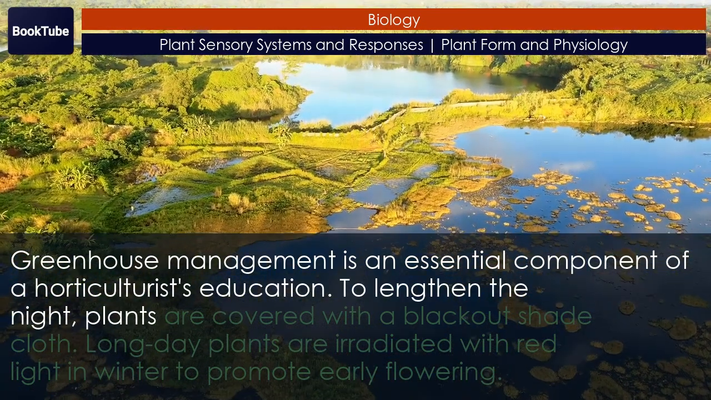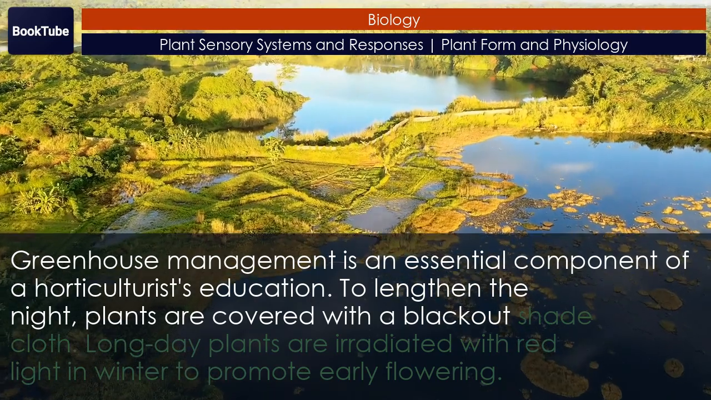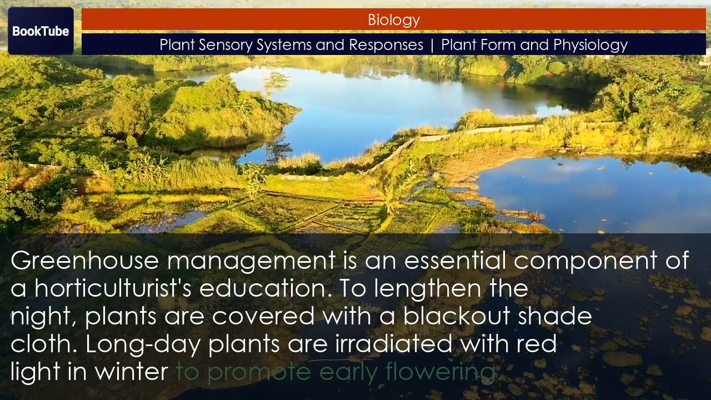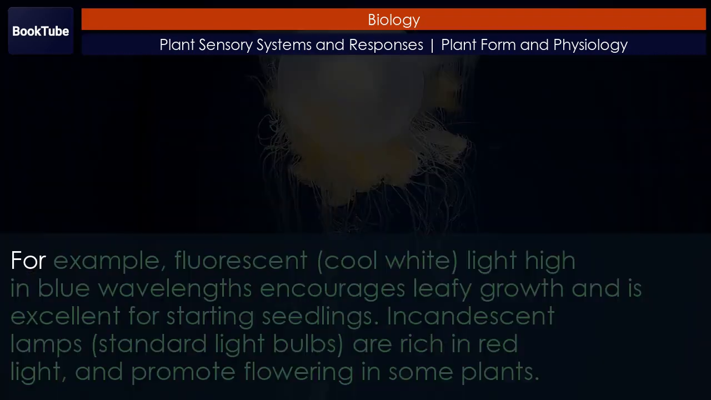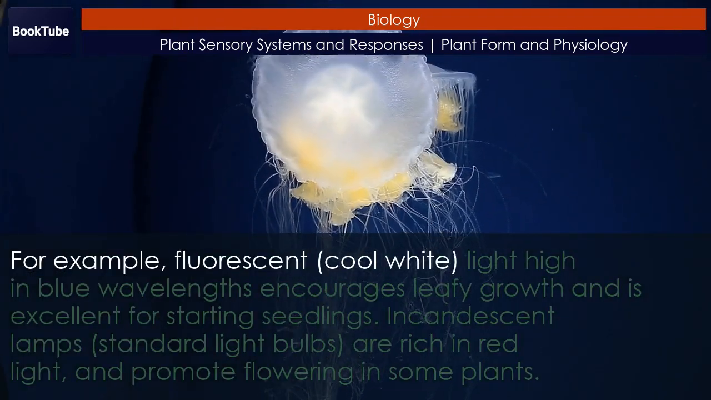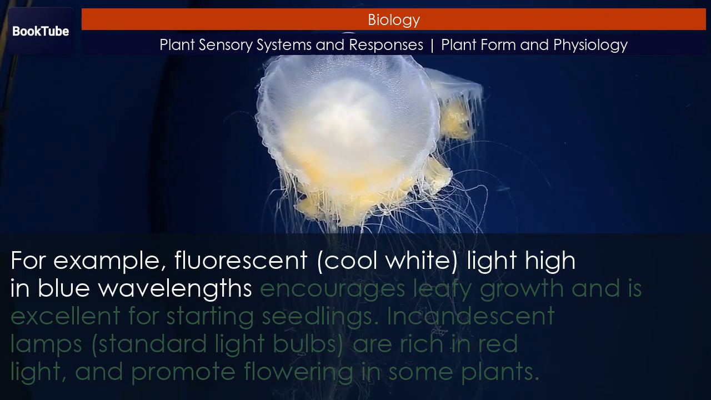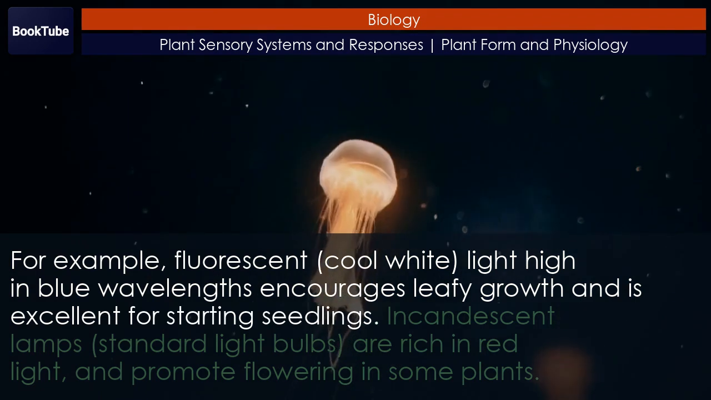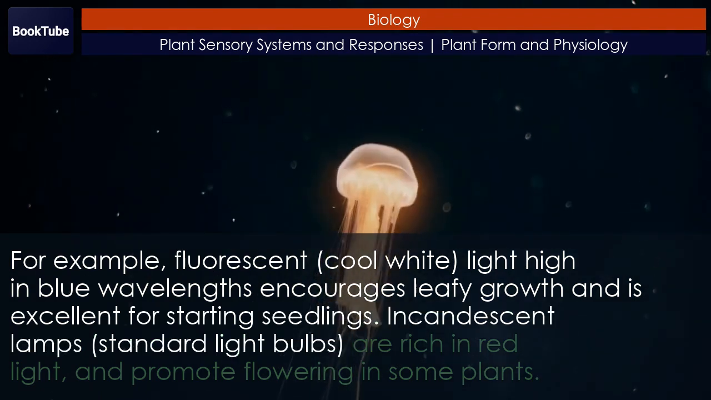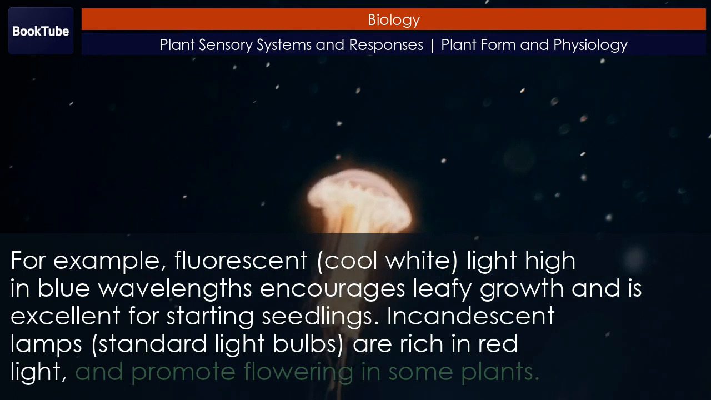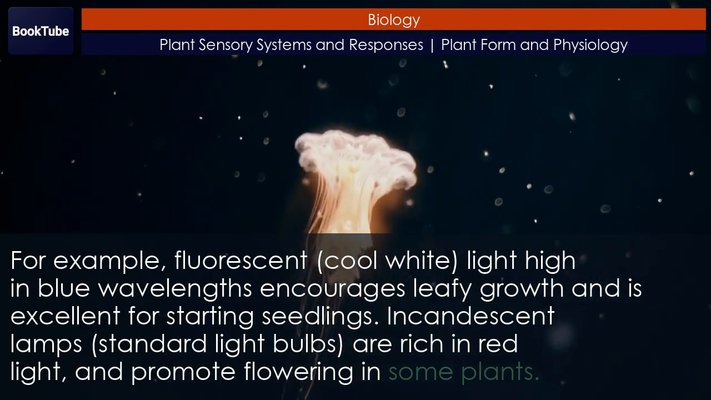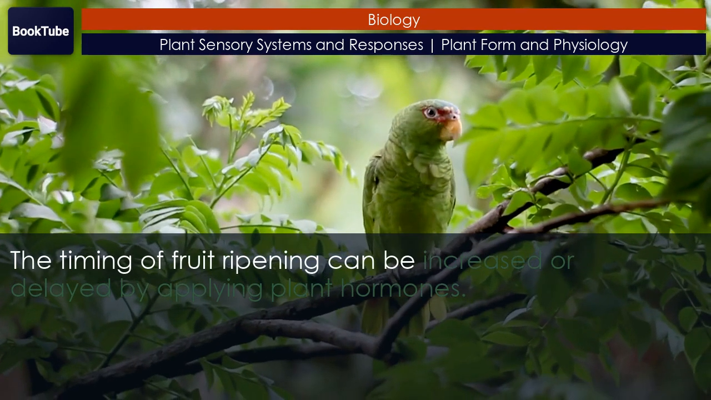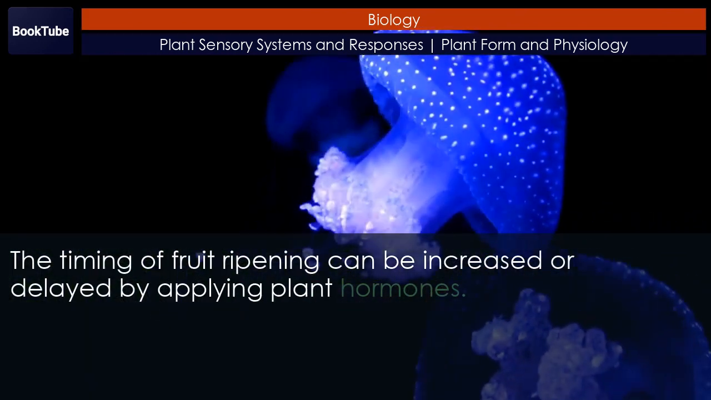To lengthen the night, plants are covered with a blackout shade cloth. Long day plants are irradiated with red light in winter to promote early flowering. For example, fluorescent, cool white light high in blue wavelengths encourages leafy growth and is excellent for starting seedlings. Incandescent lamps, standard light bulbs, are rich in red light and promote flowering in some plants. The timing of fruit ripening can be increased or delayed by applying plant hormones.